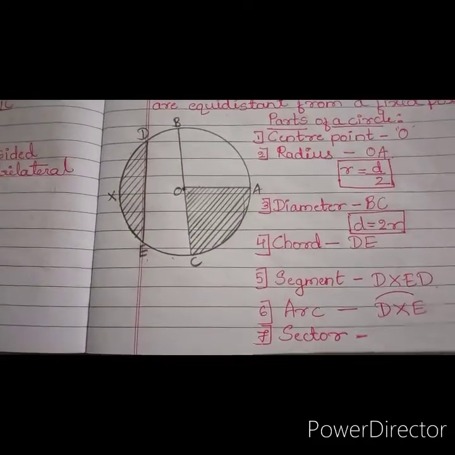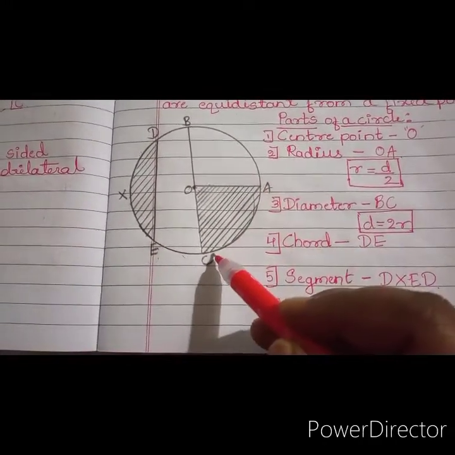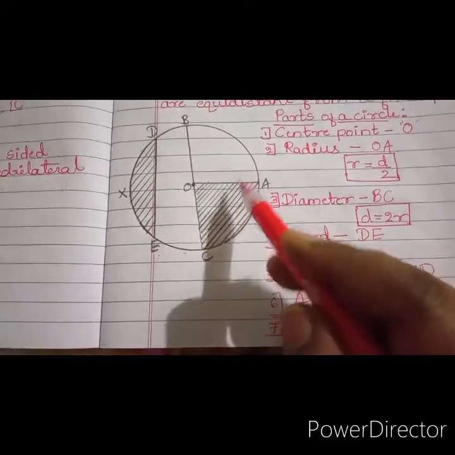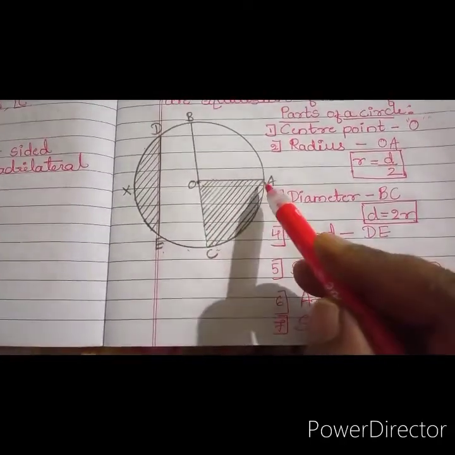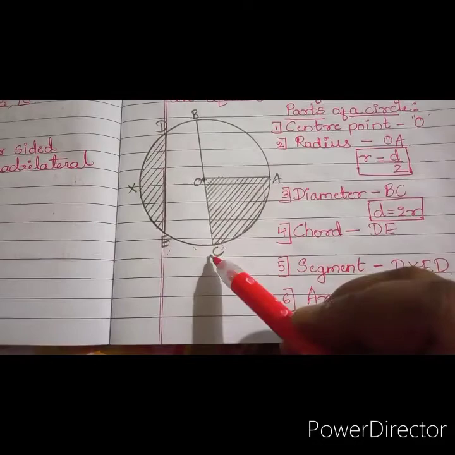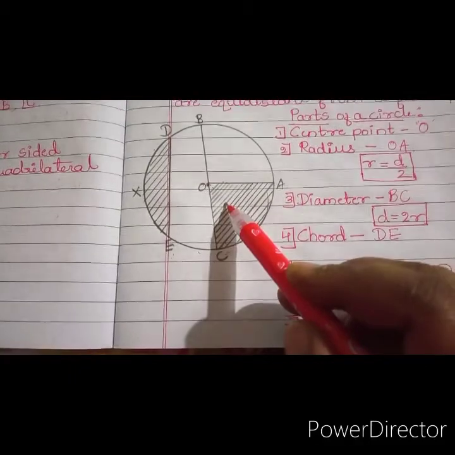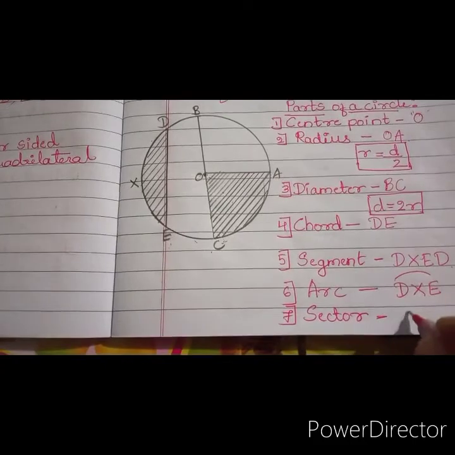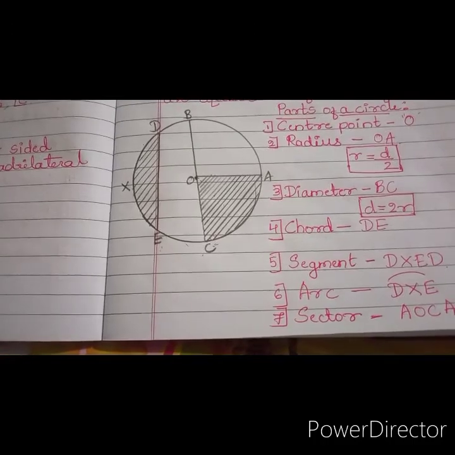So what do you mean by sector? The region enclosed by an arc, so AC arc, and a pair of radii of a circle is called sector of the circle. So here from the figure, AC is an arc and OA and OC are two radii. So the region enclosed by an arc and a pair of radii of a circle is called sector of a circle. So from the figure, AOCA is called sector of the circle.